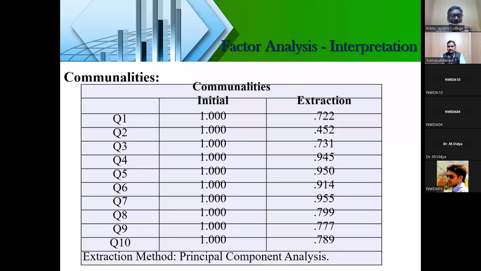Eigenvalue, communalities. So see, all the 10 items are having more than 0.4. The coefficient is more than 0.4, right? So nothing to worry about. Okay, no need to remove. 45, this is the output. It will show you in the output column.